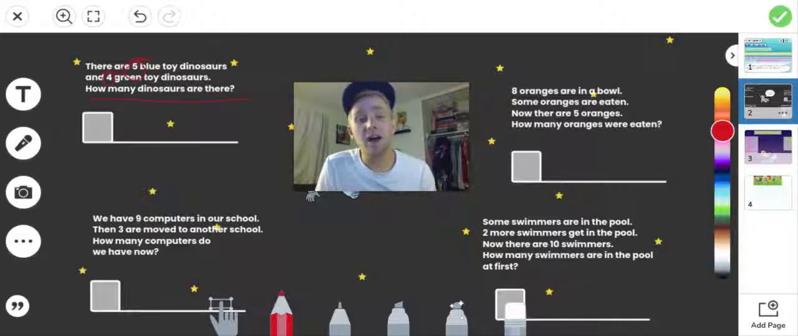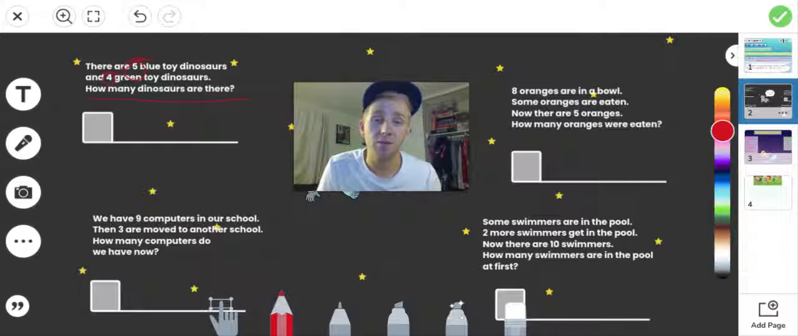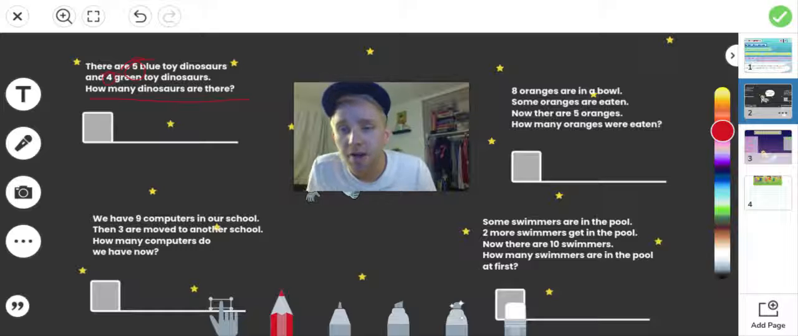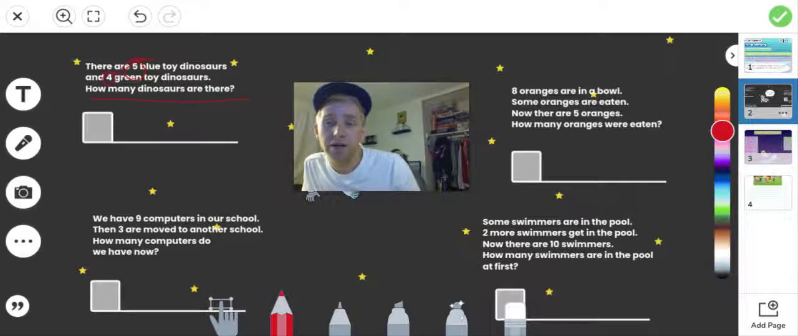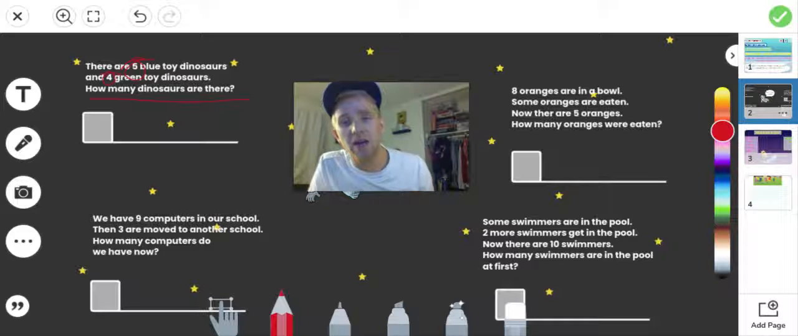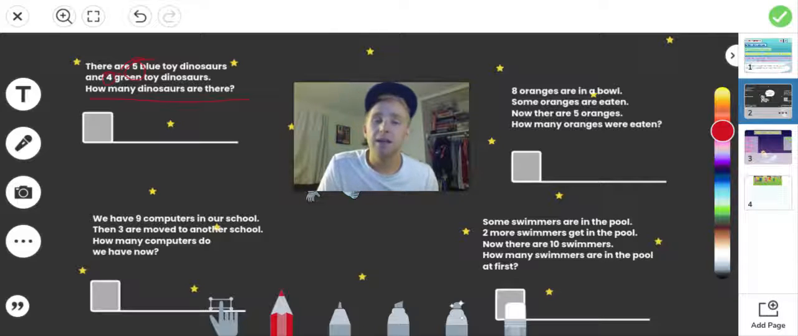So now that I've gotten that, I'm ready to box my math action words. And by doing that, I'm ready to read the story. So let's read the story and see if I can find those math action words. There are 5 blue toy dinosaurs and 4 green toy dinosaurs. How many dinosaurs are there?